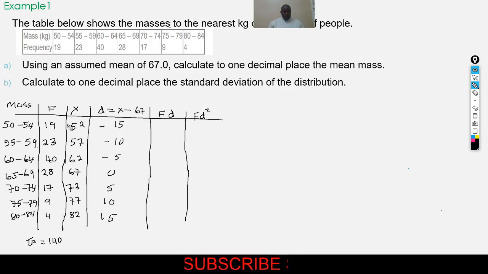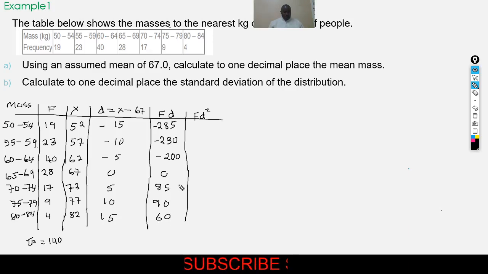So we need FD, this times this. 19 times negative 15 gives you negative 285. 23 times negative 10 is negative 230. 40 times negative 5 is negative 200. 28 times 0 is 0. 17 times 5 gives you 85, then we shall have 90 here and 60 here.